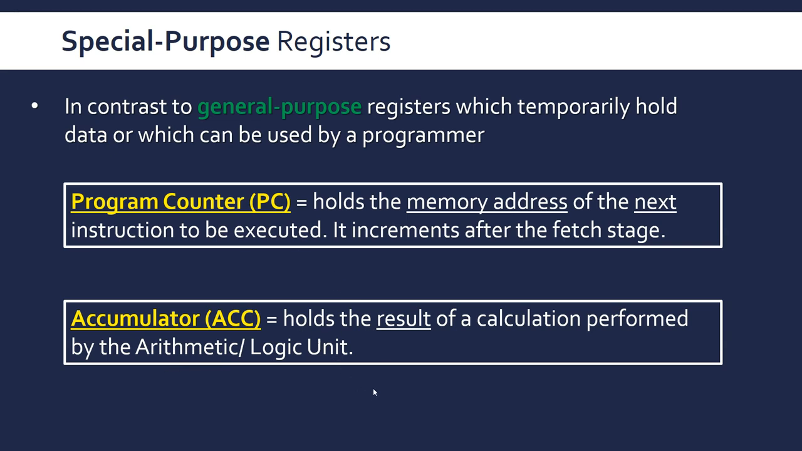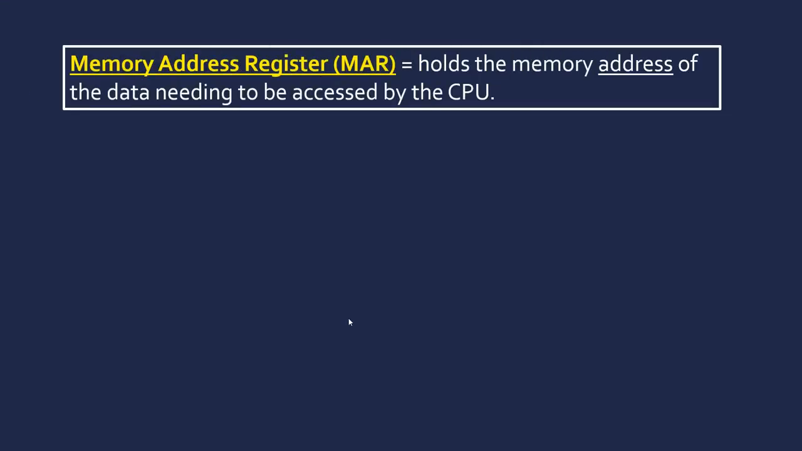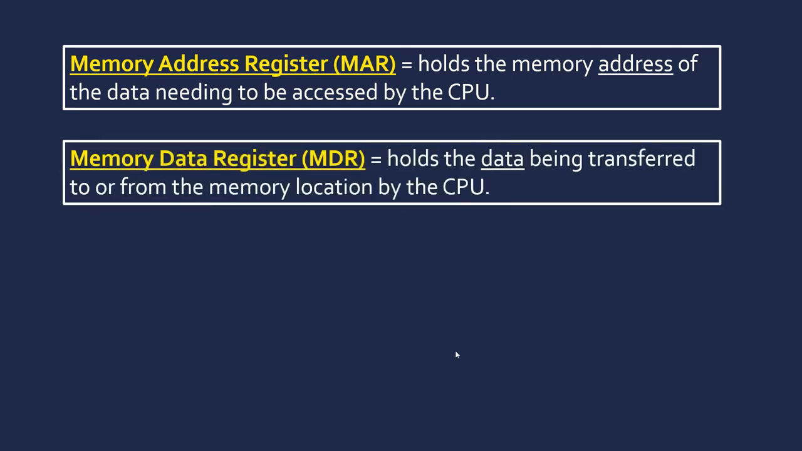These two registers are completely separate, but the next two are intrinsically linked. The first one is the memory address register, the MAR. This holds the memory address of the data needing to be accessed by the CPU. This means that if the data is being read from memory, its address is stored in the MAR, or if it's being written to memory, its address is also stored in the MAR. This couples up with the memory data register, the MDR, also called the memory buffer register. This holds the actual data being transferred to or from the memory location by the CPU, this memory location corresponding to the address in the MAR.